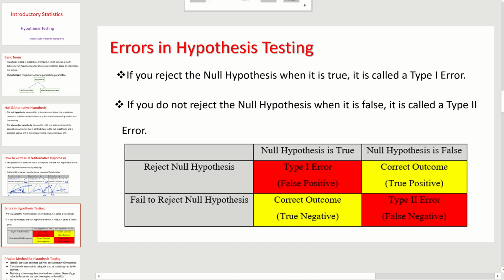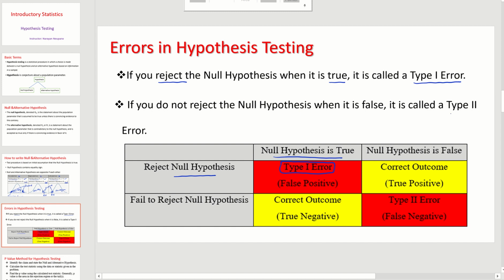Next, errors in hypothesis testing. After we perform the hypothesis testing, there are chances that we'll make a wrong decision. The wrong decision that we make in hypothesis testing is called the error in hypothesis testing. And basically there are two types of error. The first one is called the type 1 error. Meaning of that is, if you reject the null hypothesis when it is actually true, it is called type 1 error. So you reject the null hypothesis, it was actually true, then the error you made is the type 1 error.